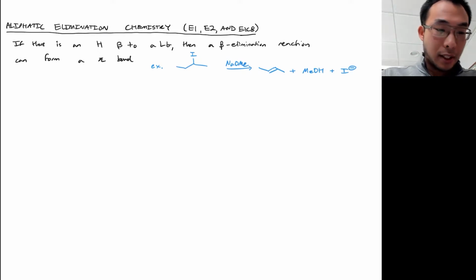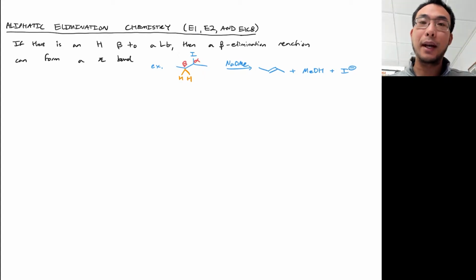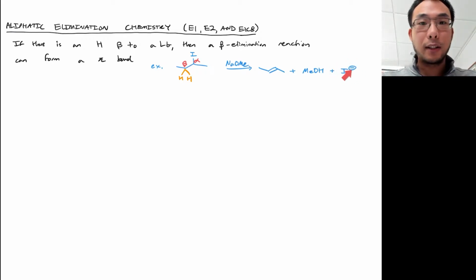So for example here, I have an iodoalkane. There I have two hydrogens right there that are beta to the leaving group, so I can call that alpha and beta, where alpha is the carbon directly attached to the leaving group, and beta is the carbon one carbon away from that. And so there I can do a beta elimination to create a new pi bond between the beta carbon and the alpha carbon, and then also expel a leaving group.